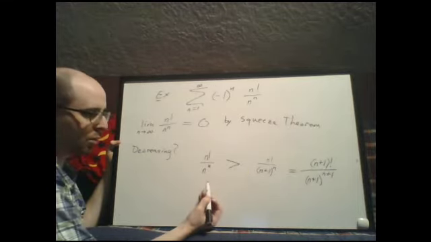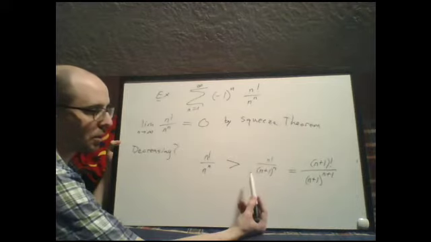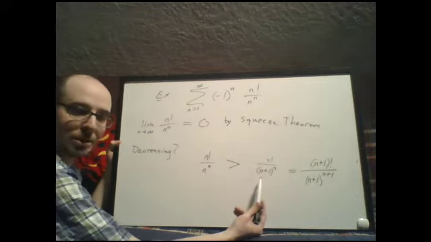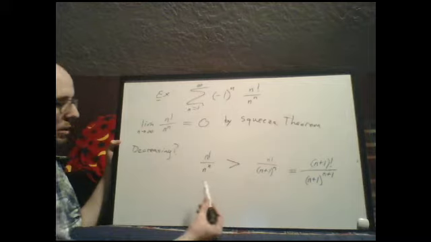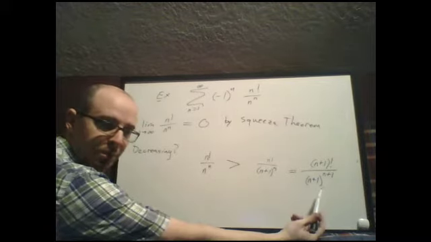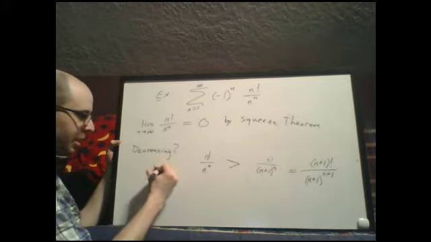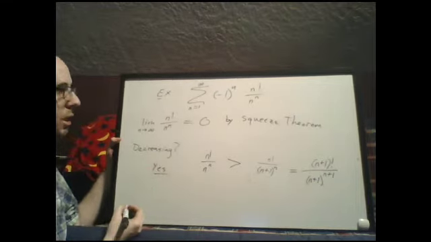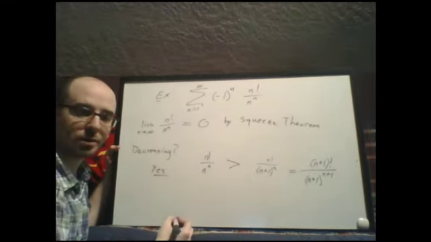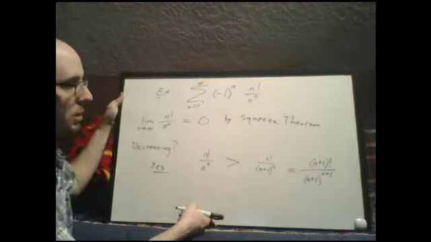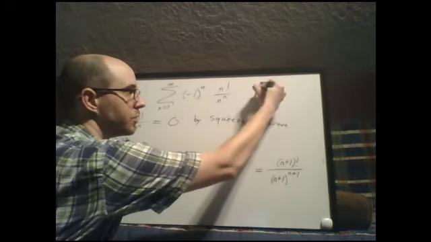n factorial over n to the n is bigger than n factorial divided by n plus 1 to the n, which is the same as the next term in the sequence. So therefore, yes, it is decreasing. So by our two requirements of the alternating series test, this is convergent.